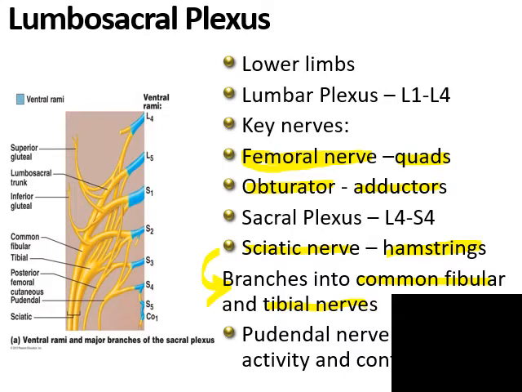And also from the sacral plexus, we see a nerve called the pudendal nerve, which is going to serve the urinary bladder as well as sexual organs. So the pudendal nerve is important for sexual activity and continence.